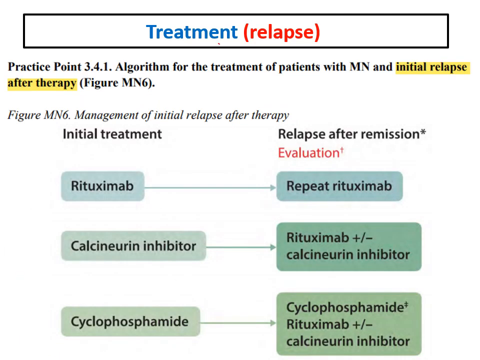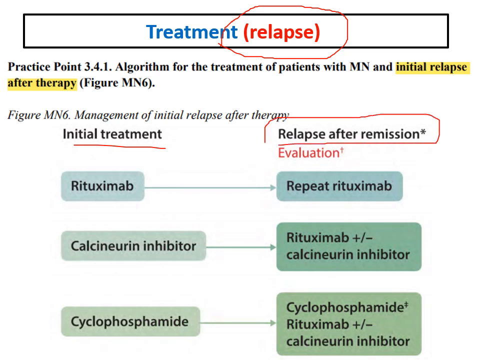What about treatment of relapse? In a patient who has initial remission and then has a relapse, if the initial treatment is rituximab, in relapse we should repeat rituximab. If we initially used CNI, we can use CNI and add rituximab to CNI. If we used cyclophosphamide, I can repeat cyclophosphamide, taking into consideration the cumulative dose, or I can add and use rituximab and CNI.